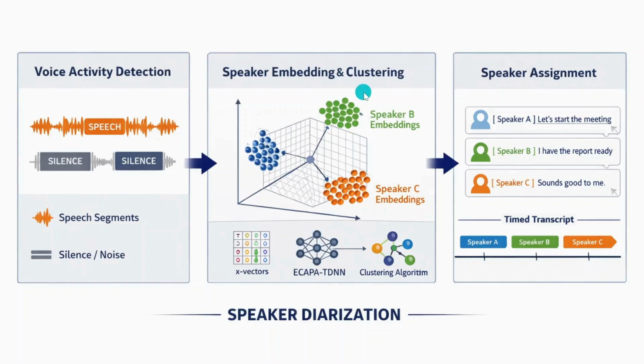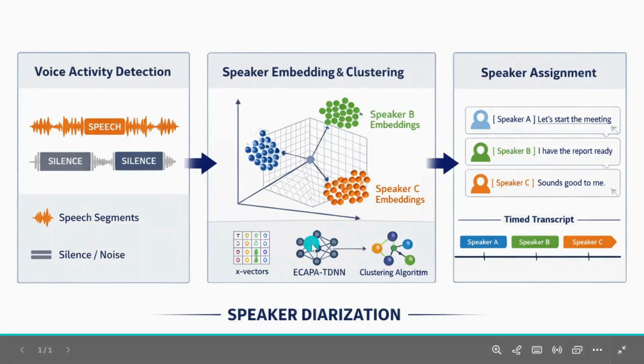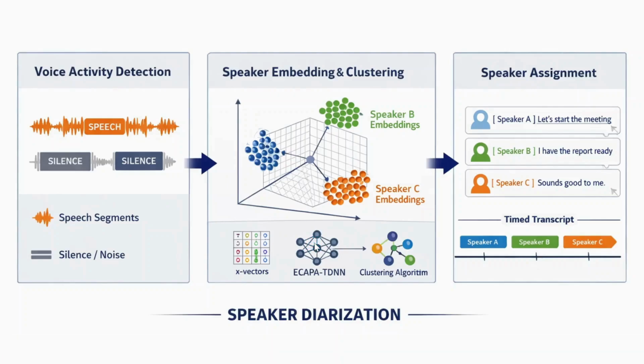Stage 2 is speaker embedding and clustering. Each speech segment is converted into an embedding, and a speaker embedding is more like a numerical vector that represents vocal characteristics such as pitch patterns and articulation style. Segments spoken by the same person produce embeddings that lie close together in the space. It's just like word embeddings. Then clustering algorithms are used to group these embeddings into distinct speaker clusters, effectively discovering how many speakers are present and which segment belongs to which speaker.